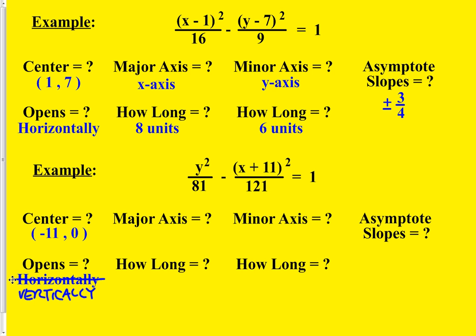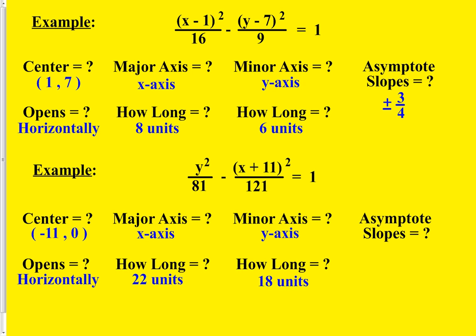Our major axis and our minor axis come from the denominators. We can clearly see that the denominator of x is larger, so we should have a major axis on the x-axis. And of course, that means our minor axis is the y-axis. Our lengths are going to be the square root of the major x-axis. Square root of 121 is 11, and doubling it would be 22. And our minor axis length, square root of 81, would be 9.